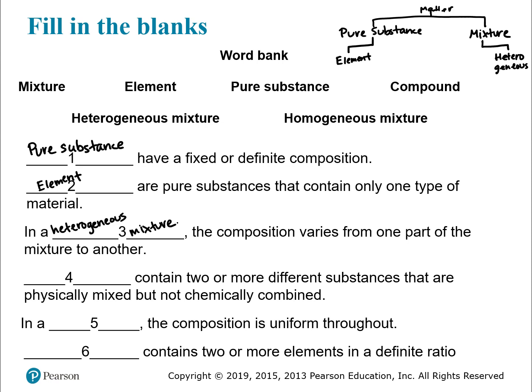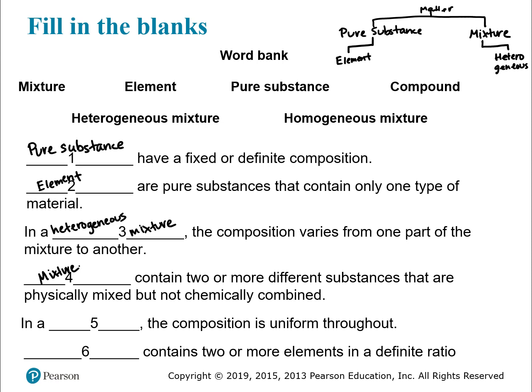Number 4, contains 2 or more different substances that are physically mixed but not chemically combined. That's a mixture. When you think about that salt water example or the pennies in the wishing well, they're not chemically combined. They're just physically mixed. If you took that salt water and just let it sit, eventually the water would evaporate off and you'd just have the salt. Or you can heat it and do the same thing.